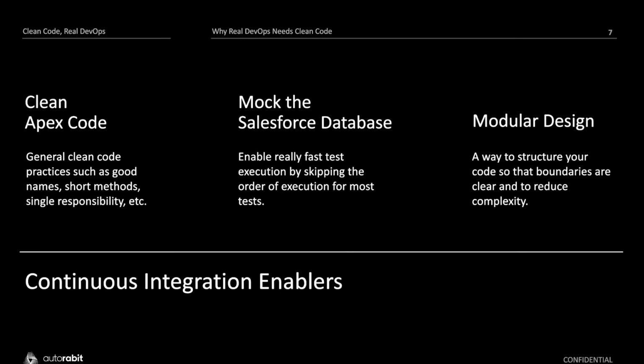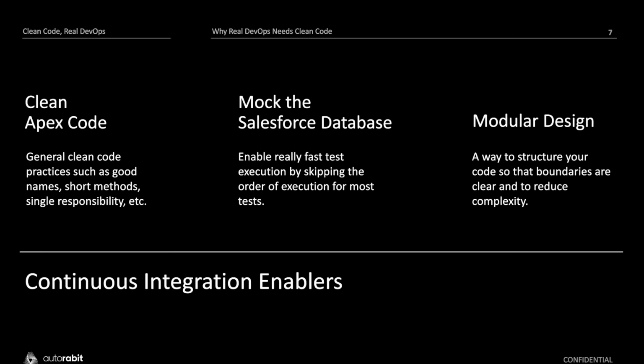Now, there are really three enablers to continuous integration, or in this case, to running tests really fast. First is you need clean code, right? So you need good code quality, you need your methods to be descriptive, to be short, you need a good balance between coupling and cohesion, etc. Second is you need to learn how to mock the Salesforce database. This is the real thing. If you can mock the Salesforce database in your test, you can reduce test execution time by more than 50%. However, how to do this is actually really hard, and there's a whole chapter dedicated to that in my book.